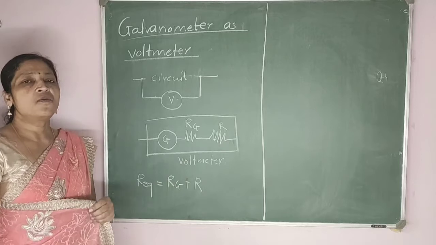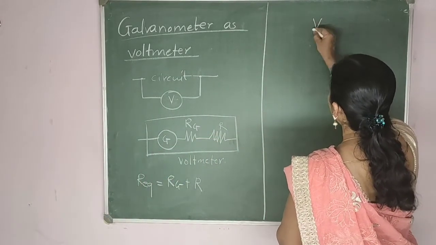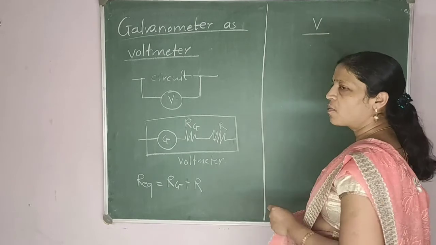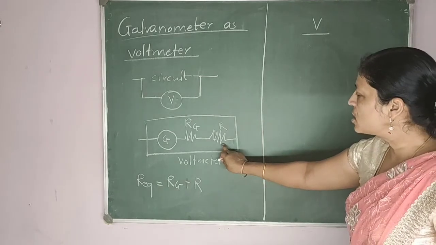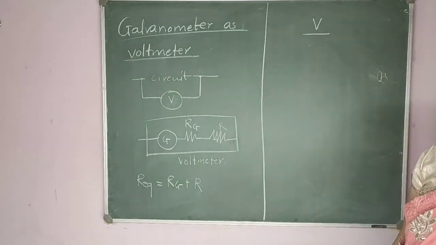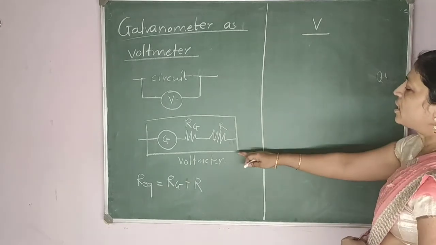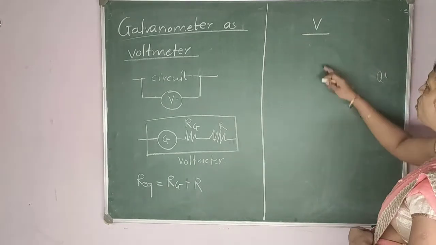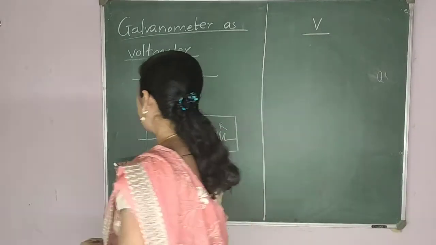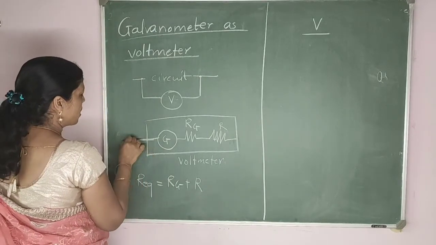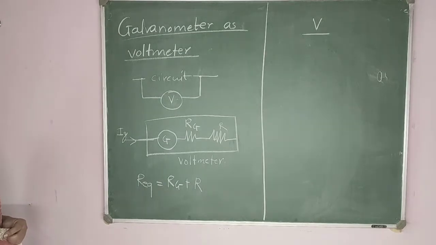Now suppose I want to convert the galvanometer into a voltmeter of range V. Here I want to find out how much resistance I have to connect in series such that it will get converted into a voltmeter of the desired range V. Let us consider that the current going through this galvanometer is Ig.